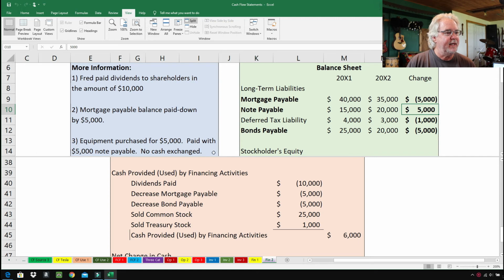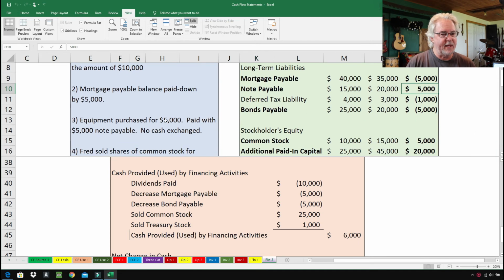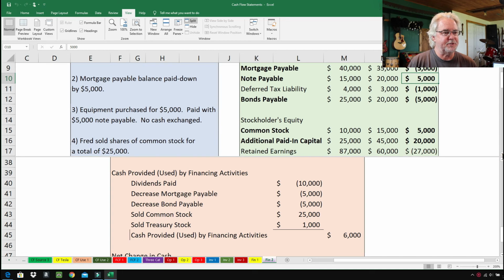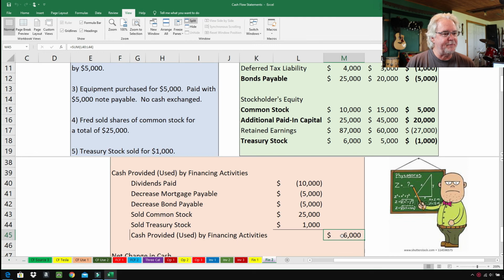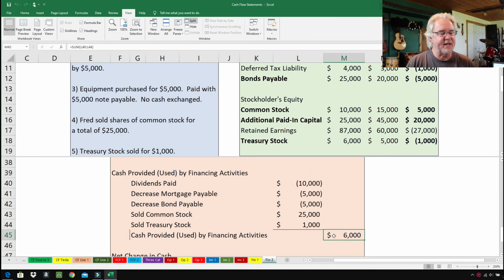The reason, again, is that we bought equipment and we signed a note payable for $5,000 and no cash was exchanged. This is a cash flow statement. If there's no cash exchanged, it doesn't go in the cash flow statement. Coming down here to stockholders equity, we have common stock and additional paid-in capital. We got to take those as a pair here. They go together. Sold common stock for $25,000, and lastly, we sold treasury stock for $1,000. And so if we add up all these numbers, we get a positive $6,000. This is the cash used by financing activities.